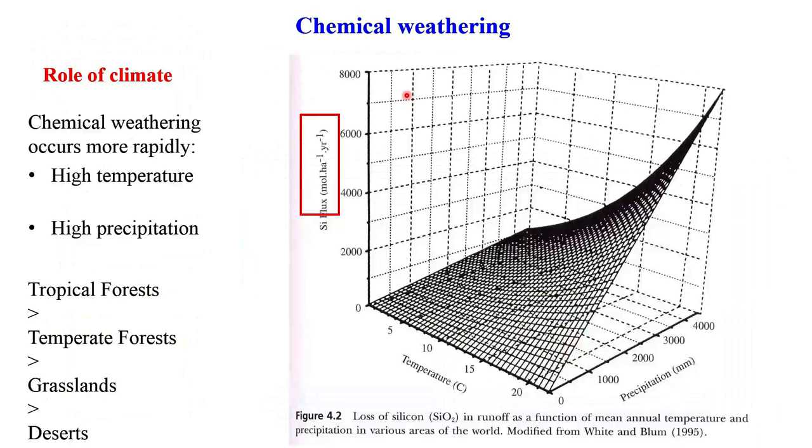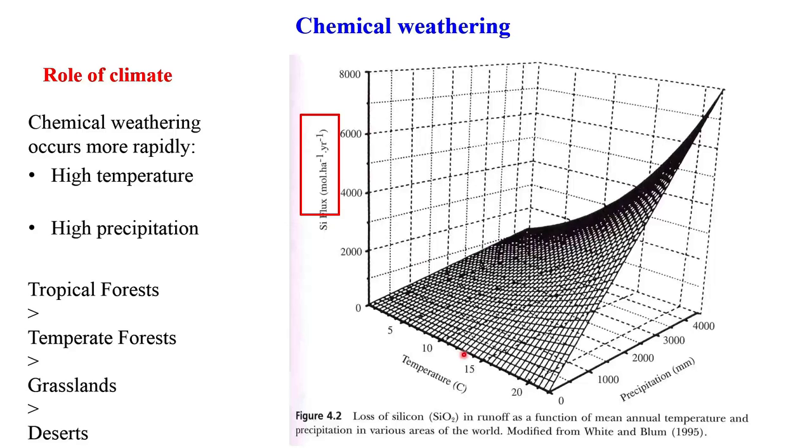We've mentioned this already before, so the parameters that determine how fast weathering happens are really temperature and water availability. On the vertical axis of this plot is weathering rate. The higher you go up, the more weathering you get, measured by silicon flux, so the amount of silicon being removed from every hectare of land every year by weathering.